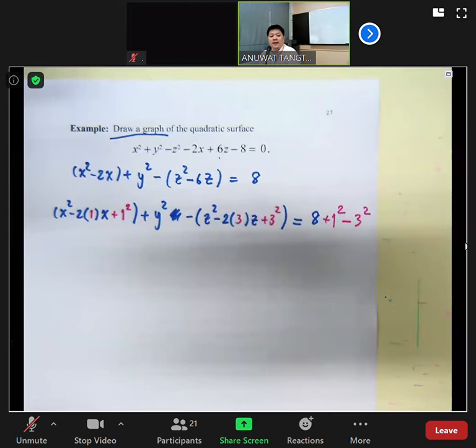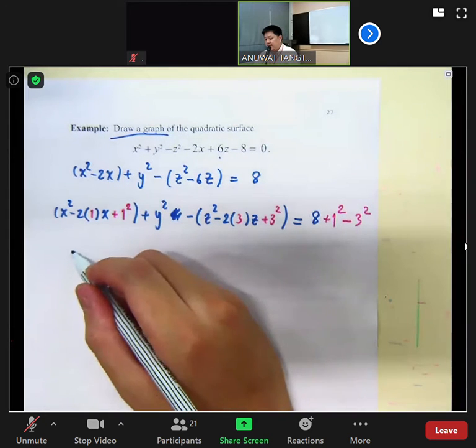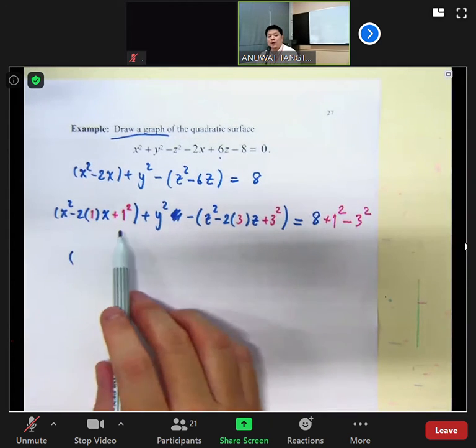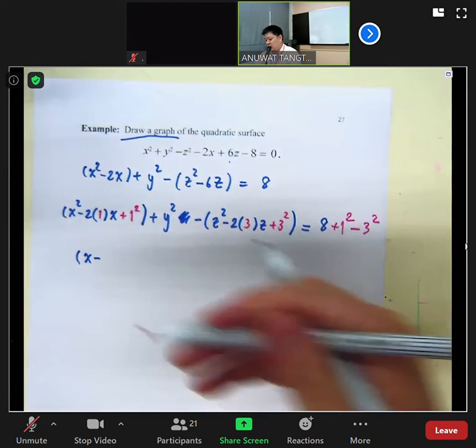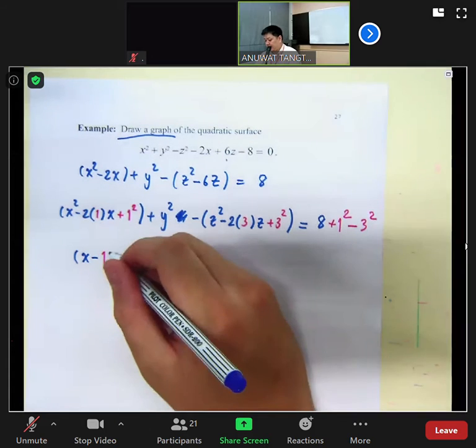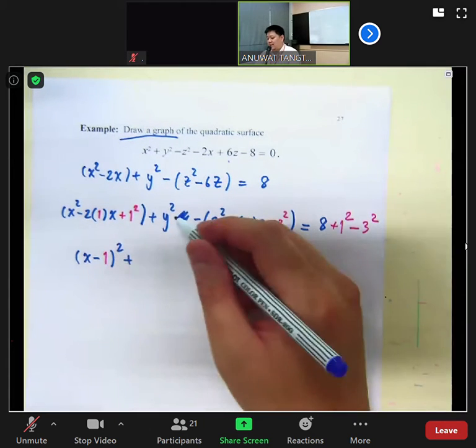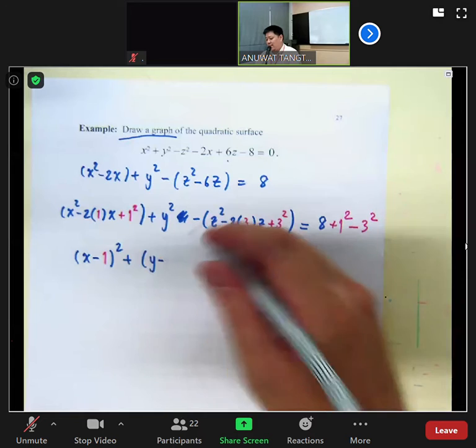Okay, and now we simplify the left-hand side. This is x squared minus 2 times 1 times x plus 1 squared. So it comes out to be x minus 1 squared. And for y squared, we can consider it as y minus 0 squared.